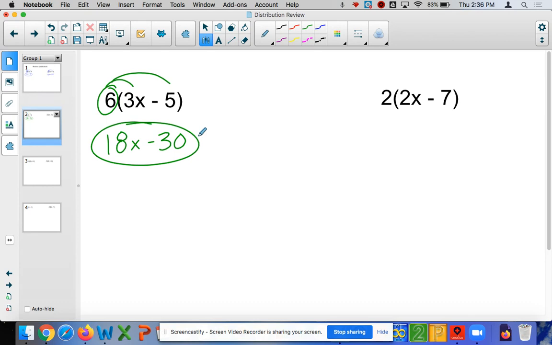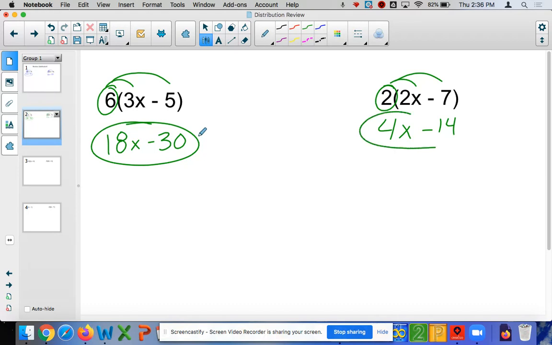And now we go on to the next problem. 2 times 2x minus 7. Once again, taking that 2 out front, multiplying it by both of the guys in the parentheses. 2 times 2x, that is 4x. 2 times negative 7, negative 14.